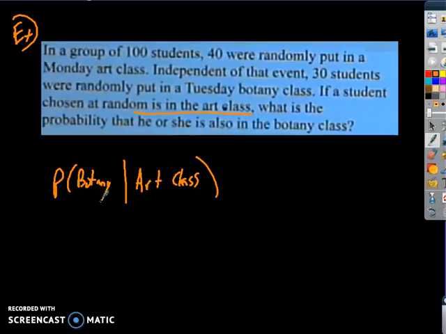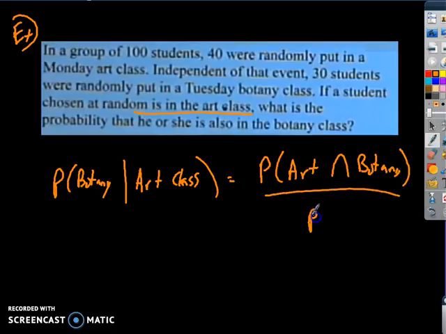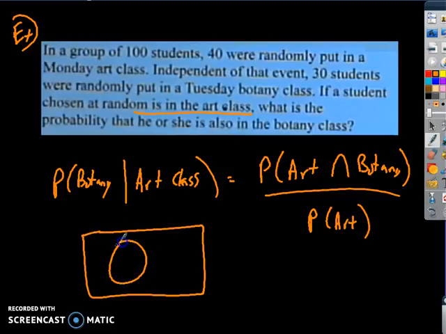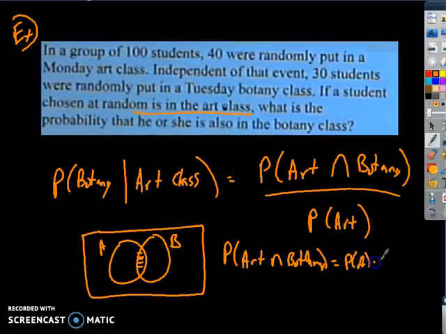All right, so this is what we have. The probability of that is the probability of art and botany over the probability of art. All right, so I'll create my little universe. In this universe, I got my art students, I got my botany students. And they didn't tell me how many were in the section that overlapped. Since the events are independent, the probability of art and botany is equal to the probability of art times the probability of botany.